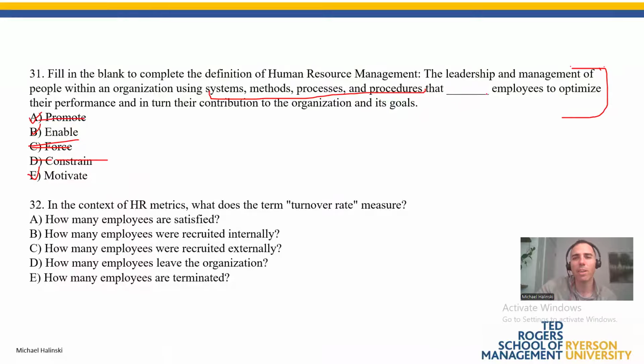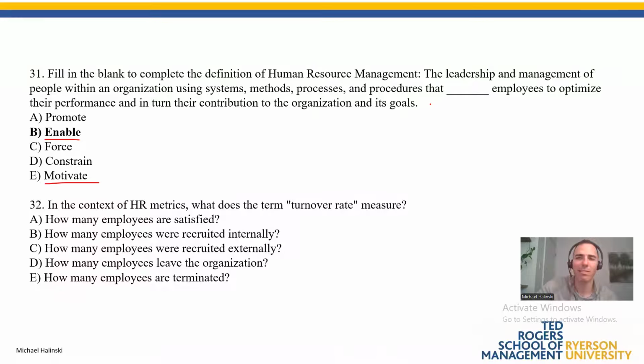Do you want to motivate employees to optimize their performance and in turn their contribution to the organization and its goals? Hmm. I'm going to cheat. I actually remembered it was enable. But I think it is quite close between motivate and enable for this particular question. So I said it was a stinker when I was first going through it because in this case, both of these words are close.